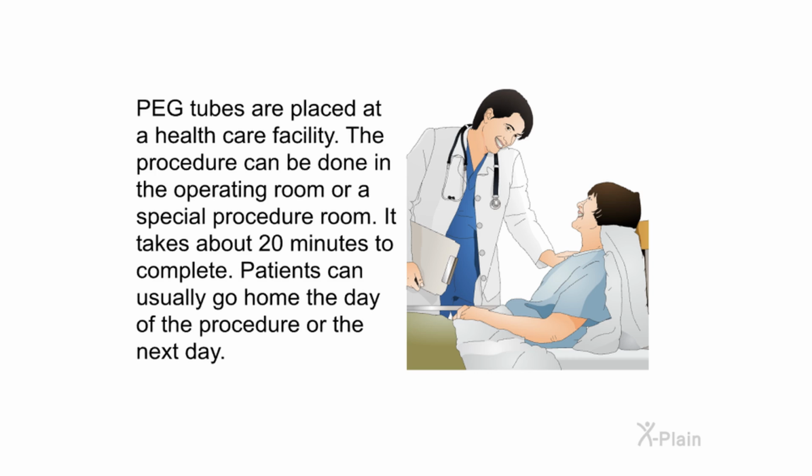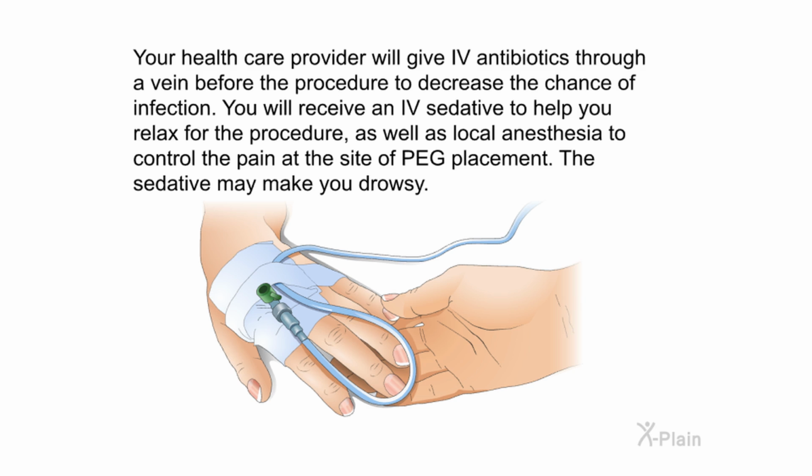Placement. PEG tubes are placed at a healthcare facility. The procedure can be done in the operating room or a special procedure room. It takes about 20 minutes to complete. Patients can usually go home the day of the procedure or the next day. Your healthcare provider will give IV antibiotics through a vein before the procedure to decrease the chance of infection. You will receive an IV sedative to help you relax for the procedure, as well as local anesthesia to control the pain at the site of PEG placement. The sedative may make you drowsy.